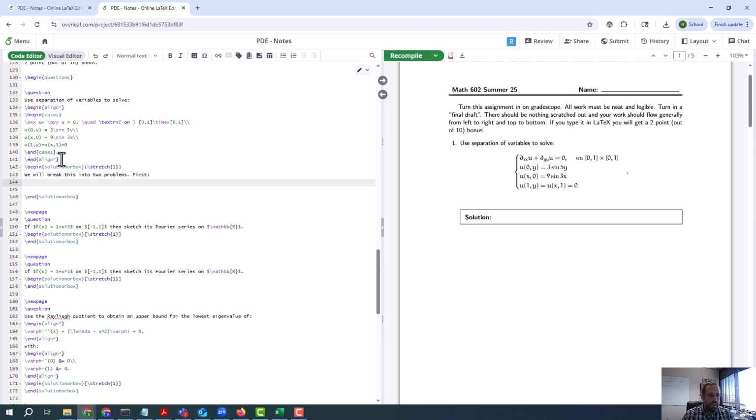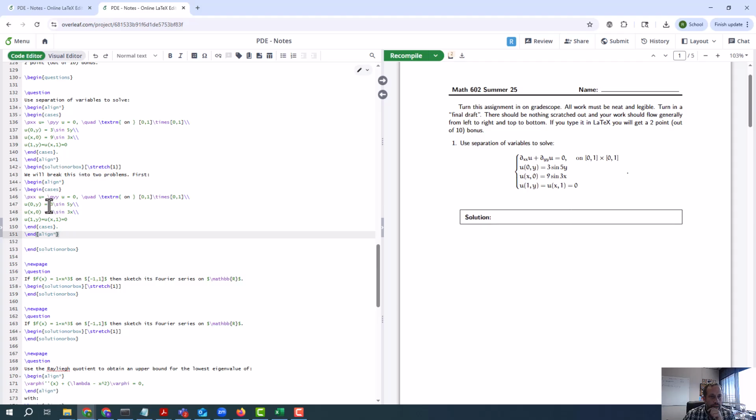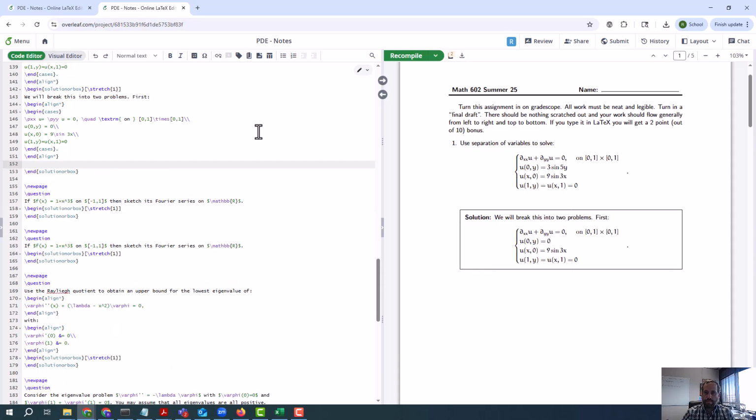Let's see. We're going to say this. I'm going to set this equal to 0. We're going to solve this problem. Okay. So we're going to solve this one first. The reason we're solving this one first is because we know u of x, 0 is 9 sine 3x, and we know u of x, 1 is equal to 0, and then we also know the two sides are equal to 0.